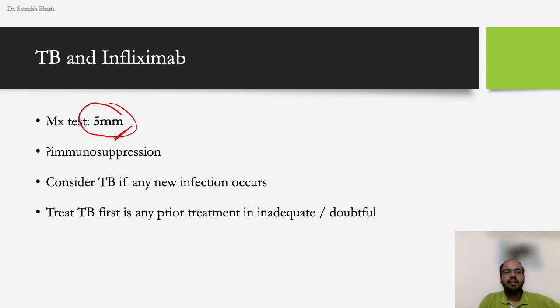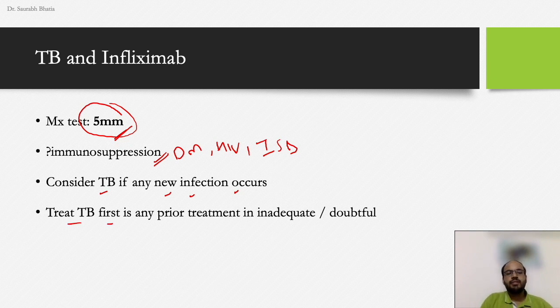If there are any other causes of immunosuppression, let's say diabetes mellitus, HIV, or any other immunosuppressive drugs they are taking, consider TB if any new infection occurs. Any new infection in any patient receiving any TNF-alpha inhibitors, consider tuberculosis and deep fungal infection also. We might not see them that commonly, but consider them if the patient is receiving TNF-alpha inhibitors.